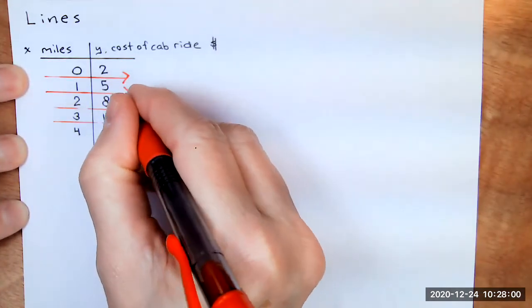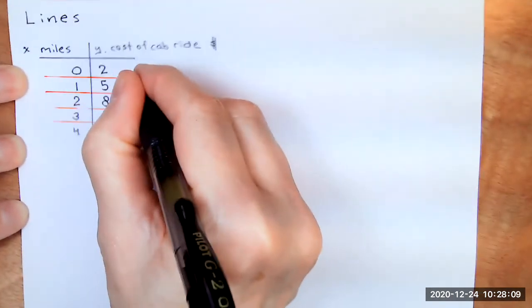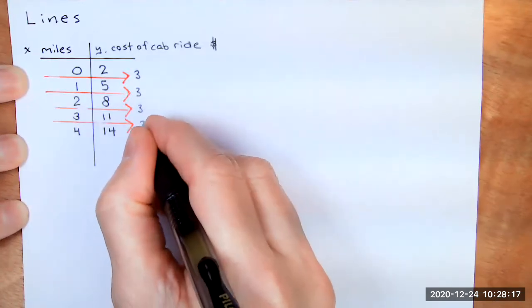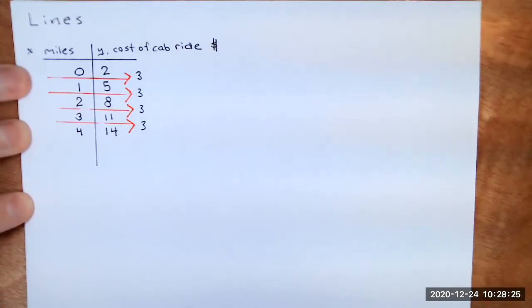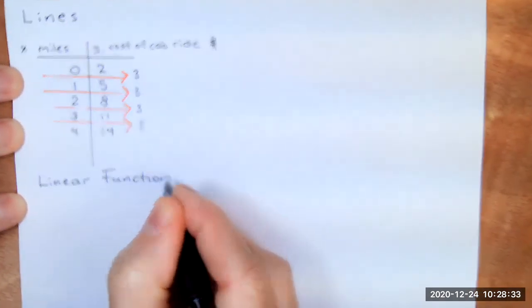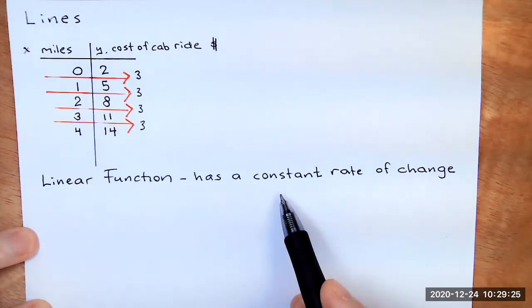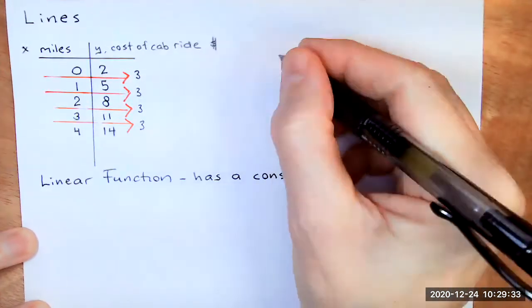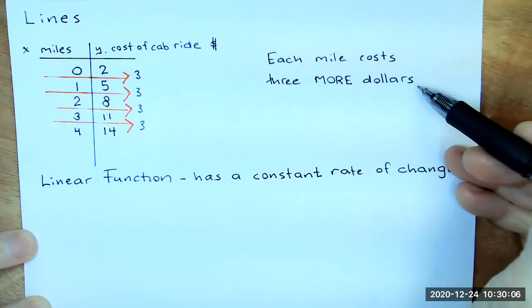Well, we could subtract. And what you'll notice is that the first mile costs $3. The second mile costs $3. The third mile, and so on. So what can we conclude from this? Well, this is a linear function. A linear function has a constant rate of change, which in this example is the $3 per mile. Each mile costs $3 more.